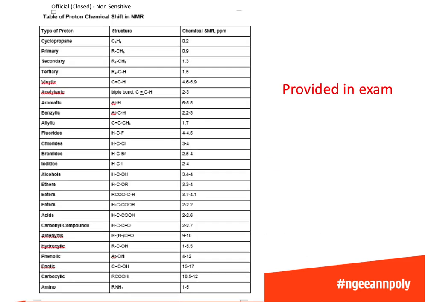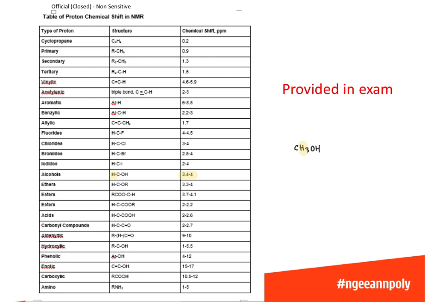Hydrogen atoms that are bonded to different atoms and functional groups would produce different chemical shifts on the NMR spectrum. This table of chemical shifts is provided in the exam. Let's look for the chemical shifts corresponding to the protons in methanol. The hydrogens on CH3 next to the OH group is listed in the table under alcohols. The expected chemical shift is between 3.4 to 4 ppm. This is consistent with the NMR spectrum that we saw earlier.